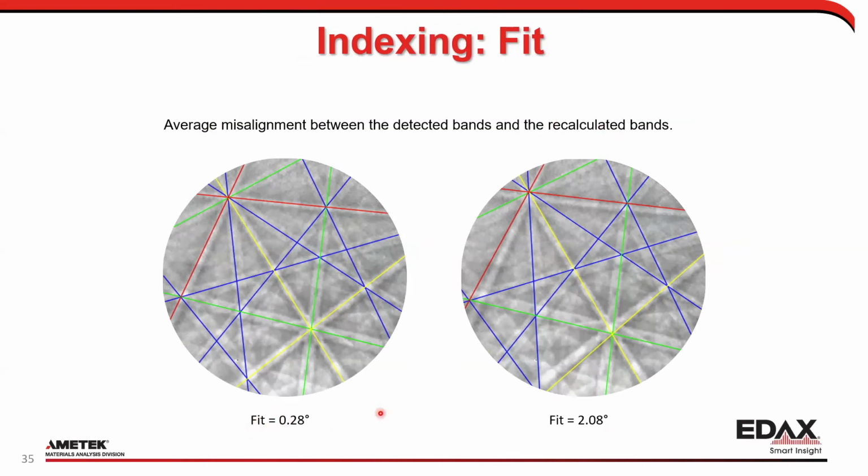In general, this fit value can be very useful to understand the quality of my data. So here's a fit value of 0.2. This right here is a fit value of 2.0. I will give you a little bit of a hint here later on, so keep this in mind. Notice how this pattern is close but not quite. This fit value is a little bit high. There's a reason for that, and I'll talk about that later. But fit value, again, is the deviation between the detected bands the Hough found and what the orientation solution found.